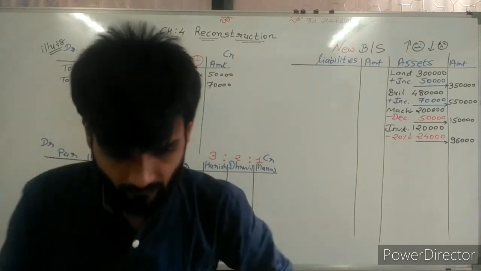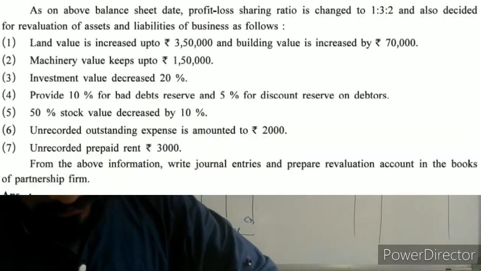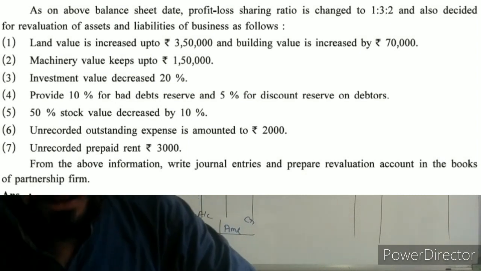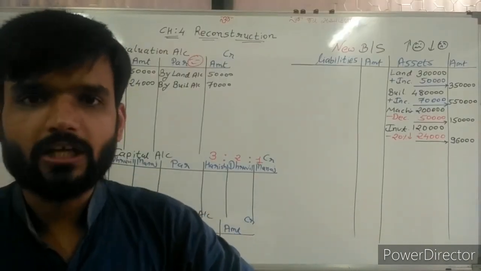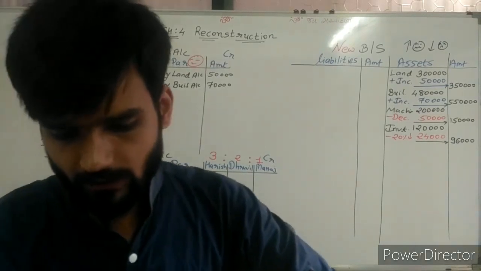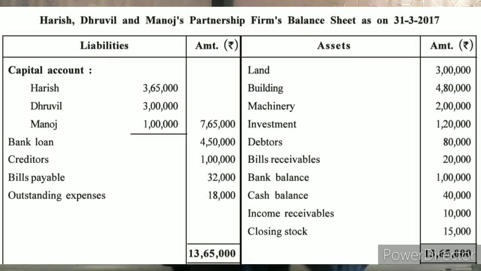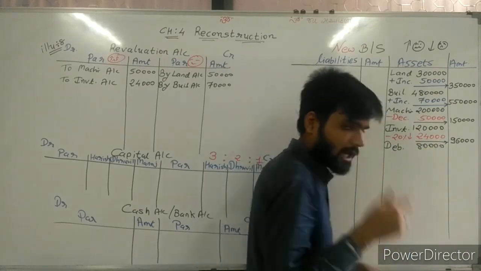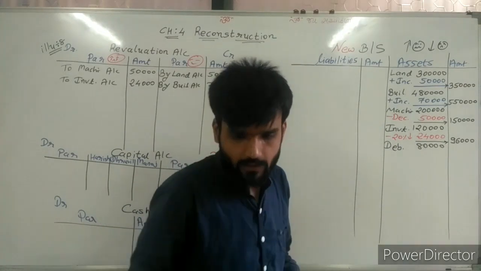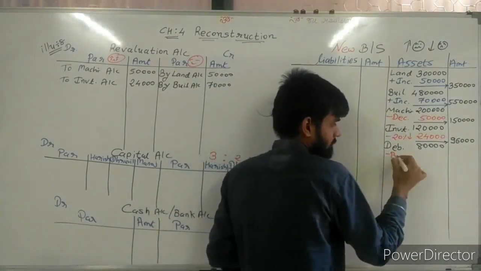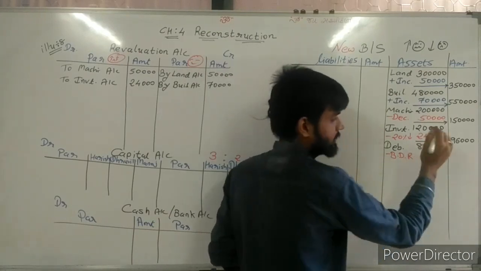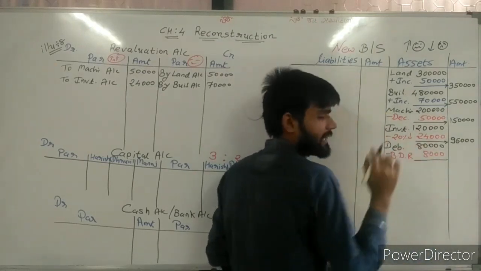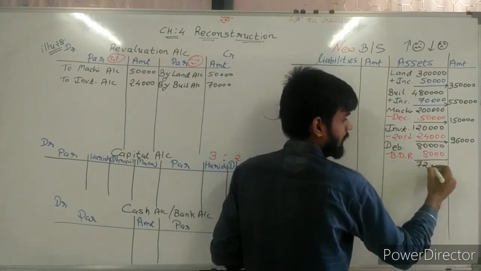Next, adjustment number 4. Provide 10% for bad debt reserve and 5% for discount reserve on debtors. So 10% bad debt reserve and 5% discount reserve we need to deduct from debtors. Debtors are given as 80,000 rupees. So first of all, write here debtors 80,000. Now from this we need to deduct 10% bad debt reserve, so minus bad debt reserve, 10% of 80,000, which is 8,000. After deducting this, we get 72,000.